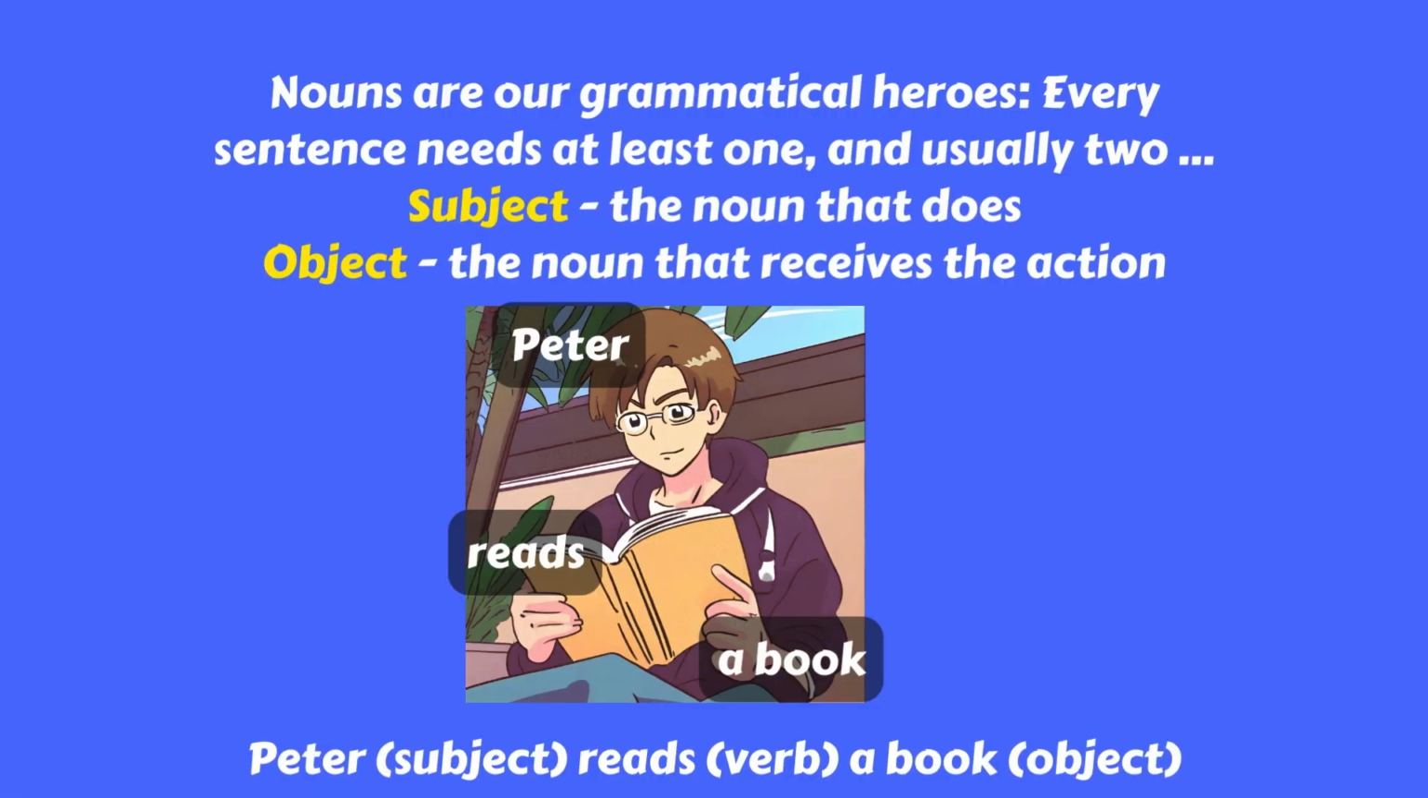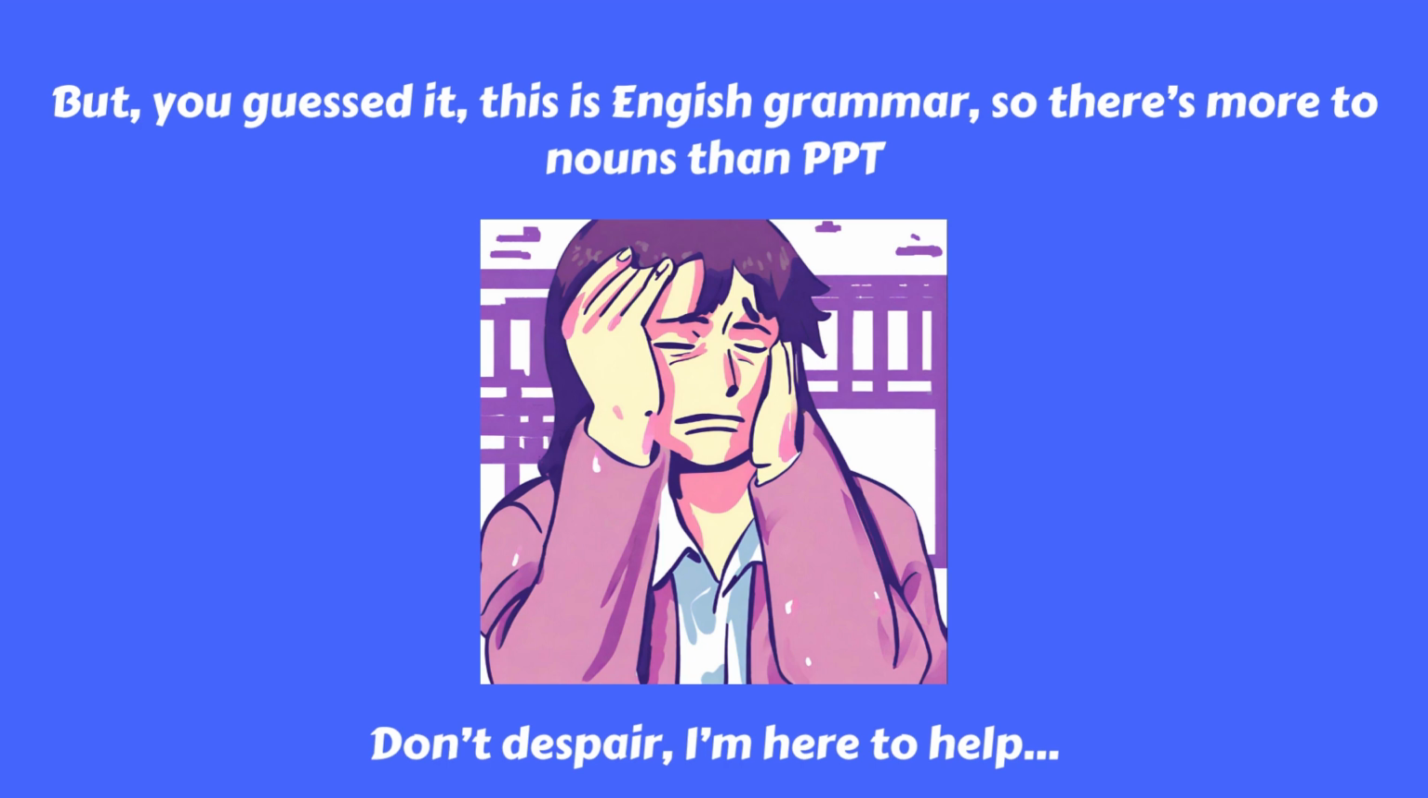These all use nouns, and nouns are our grammatical heroes because every sentence needs at least one and usually two nouns, which would be the subject, the one that does the action, and the object, the one that sort of receives the action. So Peter is our subject, he reads, which is our verb, a book, which is the object. Peter and book obviously are both nouns, and the verb being reads.